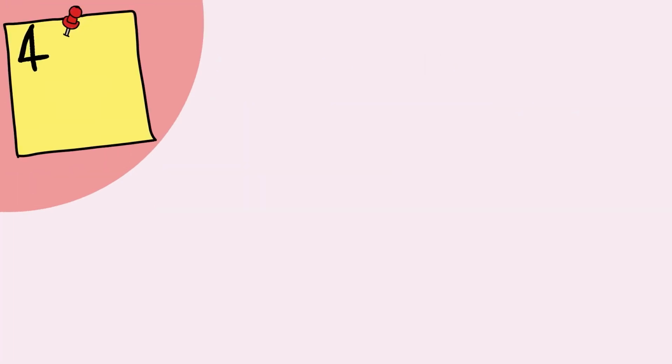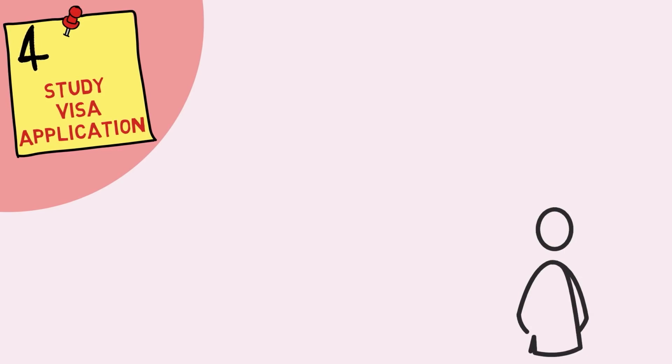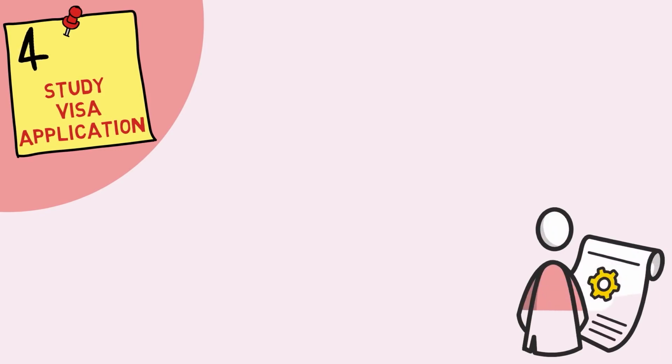Okay, now coming over to the last point, the fourth point: study visa application. So of course you need to apply for the study visa or the study permit to come to Canada. You've got the acceptance letter, but that acceptance letter was for the sake of getting the study visa, and you can apply online or through your VFS office in your city.